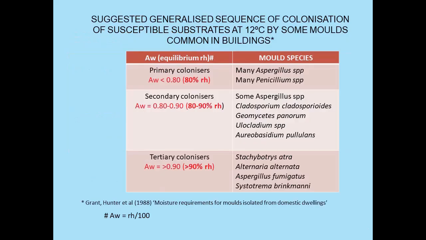And this is the sequence of colonization of susceptible substrates. Primary colonizers, 80% RH, don't need condensation, as indeed nor do secondary colonizers and tertiary colonizers. The primary and secondary colonizers can initiate and develop without surface condensation.